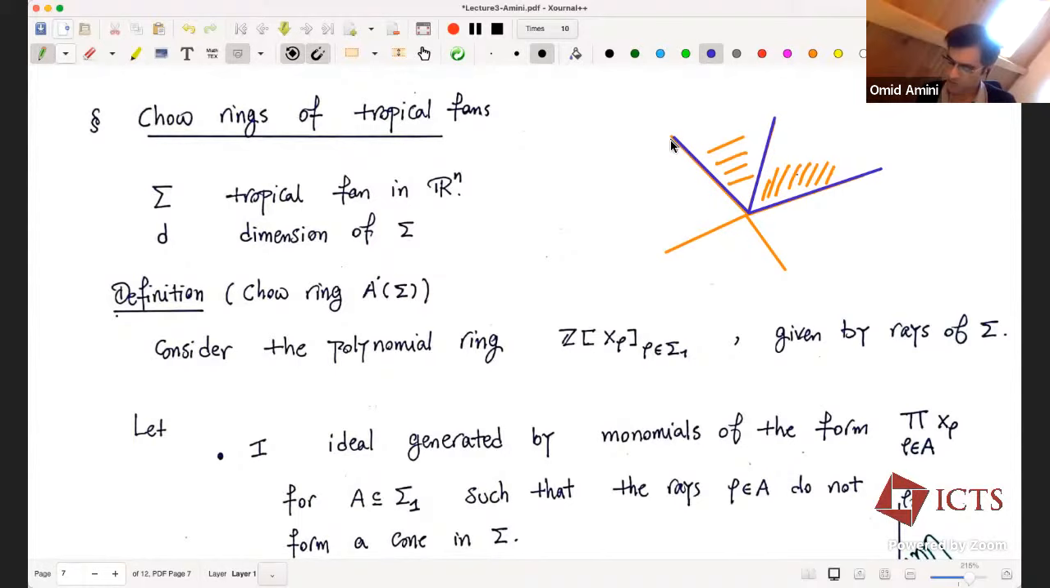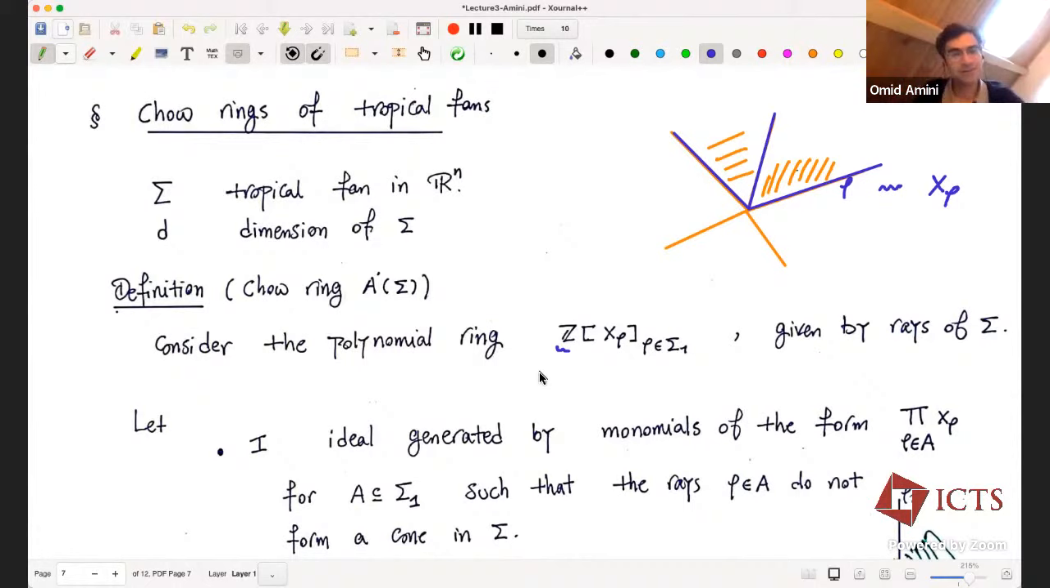First of all, you consider the polynomial ring which is generated by these rays. What does it mean? It means that to any ray rho, you associate a variable x_rho. You have finitely many rays, so you get finitely many variables, and then you just take the polynomial ring with coefficients in Z generated by these variables. Any element here is a linear combination of monomials, and these monomials are products of x_rho for rho a ray of sigma. If you have n rays, then this is a polynomial ring in n variables. So for now, this is huge.